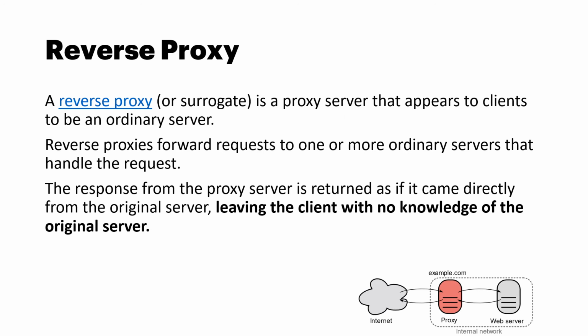A reverse proxy, also called a surrogate, is a proxy server that appears to clients to be an ordinary server. The meaning of this is that the client will not know that this is actually a placeholder for the original server. They think that this is the actual server from which they are getting the response for the request they are making. The reverse proxy forwards the request to one or more ordinary servers that handle the request. The response from the proxy server is returned as if it came directly from the original server. So this is a very important point.